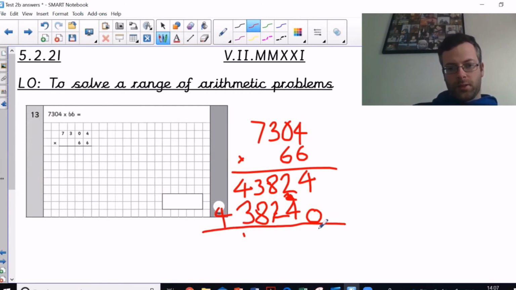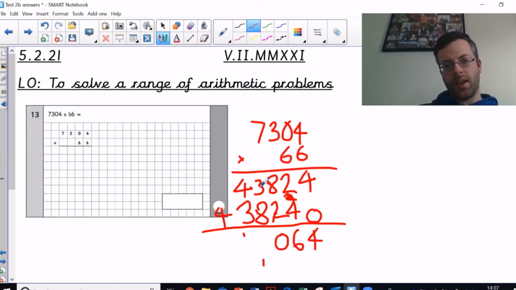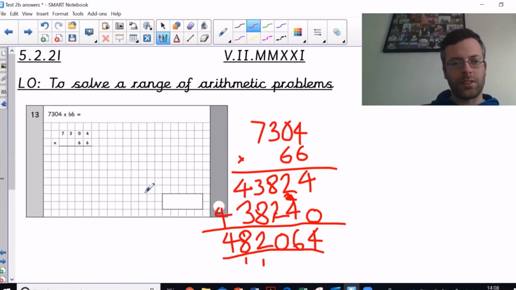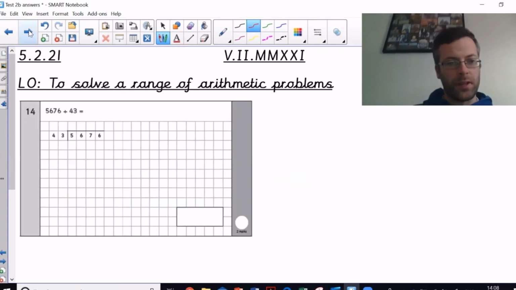And then I need to add them up. So I've got 4 ones, 6 tens, 10 hundreds, so I'll carry the 1. 11 thousands plus that one, so that's 12 thousands. 7 10,000 plus that one is 8 10,000s, and so I'm left with 482,064. I think, again, I would check that, but I'm going for time.